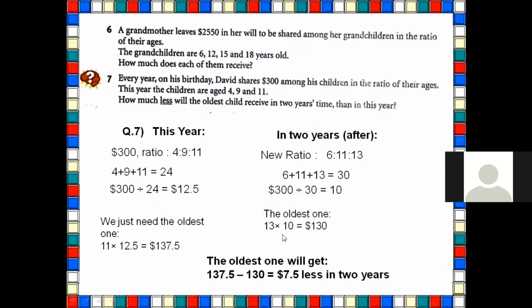In 2 years, as you see, the oldest one will get $130, but this year will get $137 and a half. So after 2 years, how much less than this year is what he gets? What's the difference? This year you will get $137 and a half. After 2 years, your father is going to give you $130 only. So after 2 years, those $130 are less than the money that you get this year by how much? The difference. So you should subtract them, okay?